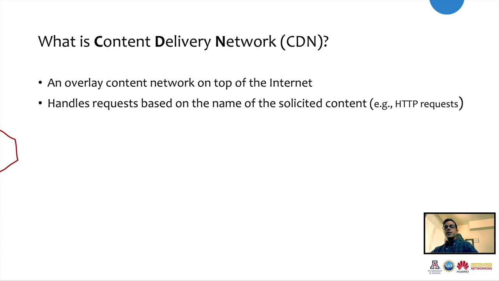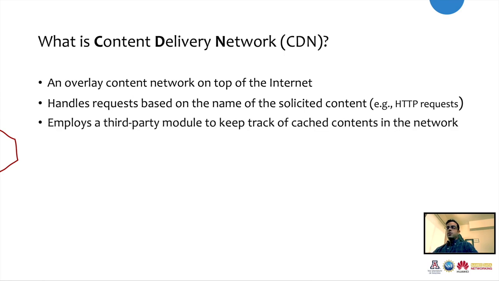To let CDN servers find the cached contents in the network, a common solution that CDNs use is employing a third-party system module that keeps track of the in-network caches. So when a CDN server receives a request, it will ask this module whether the content is available anywhere in the network, and if so, what server has it. The main concern with this solution is the lack of scalability that brings many resources to the system and significantly changes the design of the network.